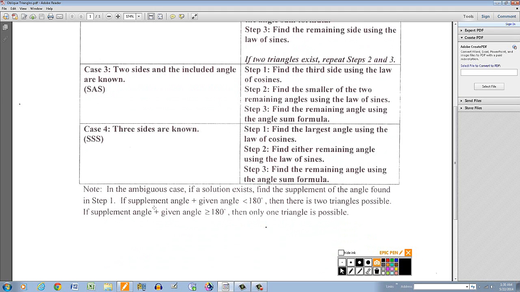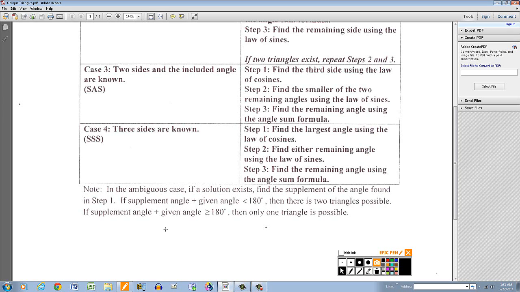And here's what you do. If the supplement angle plus the given angle, the one that's given in the problem, add up to less than 180, then there are two triangles possible. Now, if the supplement angle plus the given angle is greater than or equal to 180, that means you can't form a triangle because it's over 180, so only one triangle is possible. So in this scenario, if you got 45 degrees, then 45 would be the solution, and there would only be one solution.